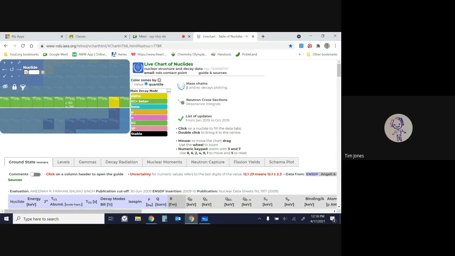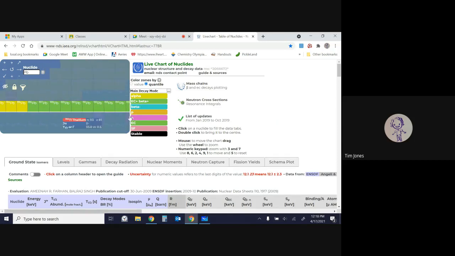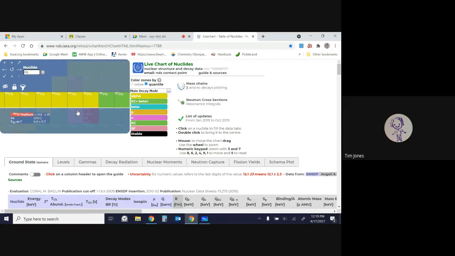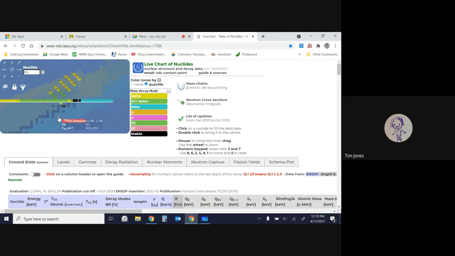So I told it to focus on lead, and you'll see that lead has many. Let me see if I can back out. No, I'm zooming in. Let me back out of this. These are all the isotopes of lead right there. How many of them are there?